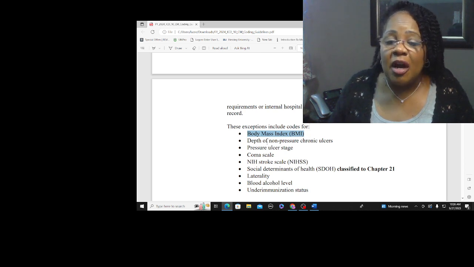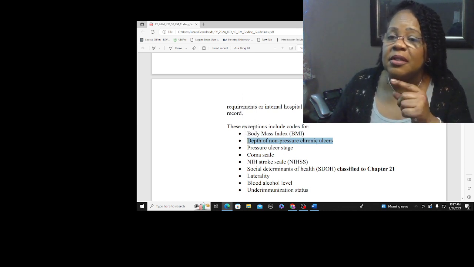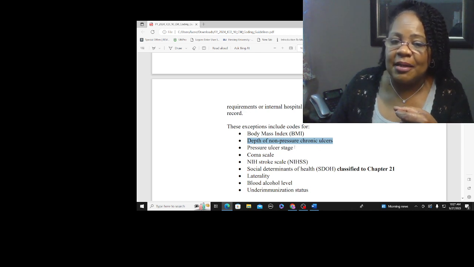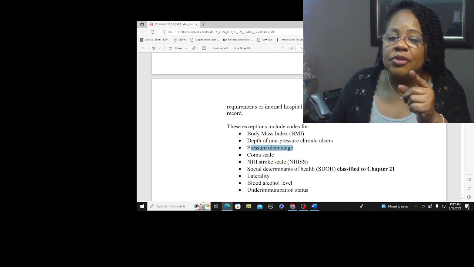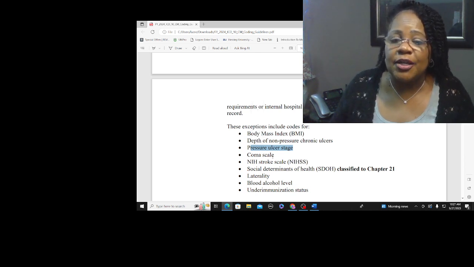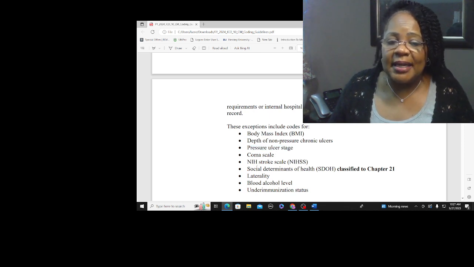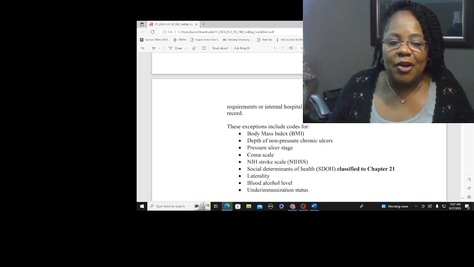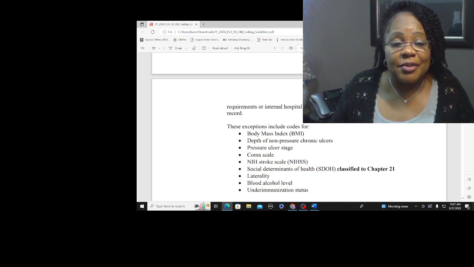Even the depth of non-pressure chronic ulcers. If the physician just says patient has ulcers, chronic ulcers, nurses tend to document the level or the depth of the ulcer. So we can do that. Same here with pressure ulcer staging. Nurses tend to grab that more, document that more than physicians, and you're okay to grab it there. Coma scale, NIH stroke scale, social determinants of health, laterality, blood alcohol levels. We always check the lab on those so we can identify what it is, and under immunization status.